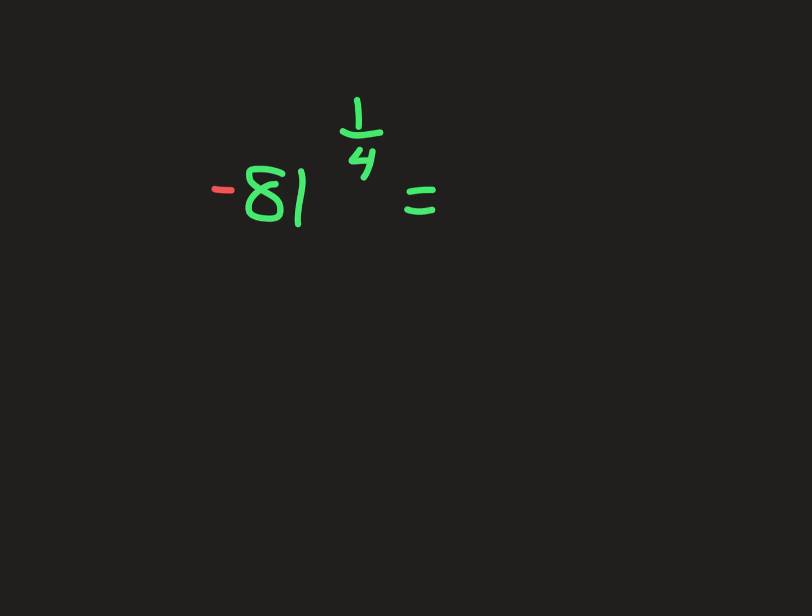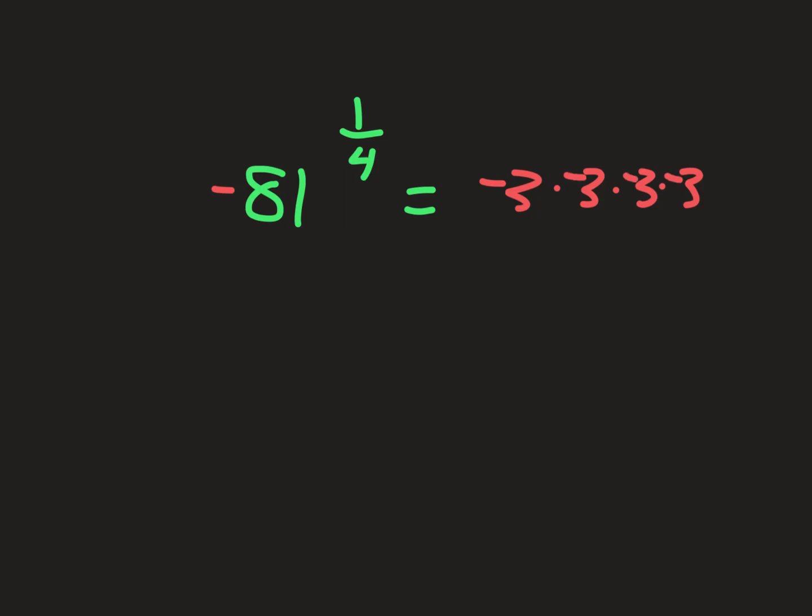It isn't 3 and it isn't negative 3. There is no solution. Why? Well, if you try it, try 3 times 3 times 3 times 3. Of course, that's not going to come out to negative 81. That's impossible. But try negative and negative and negative and negative. It's still going to come out to positive 81.